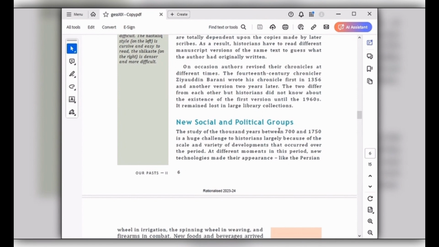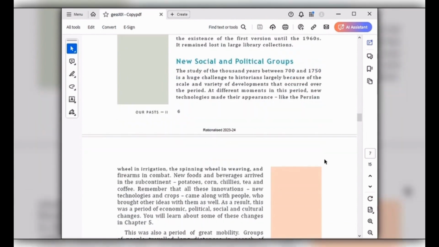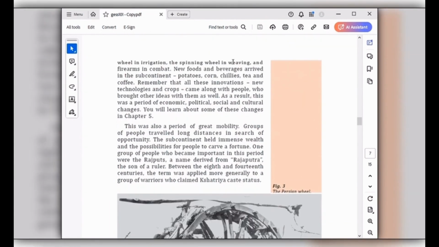The study of the 1000 years between 700 and 1750 is a huge challenge to historians, largely because of the scale and variety of developments that occurred over the period. At different moments in this period, new technologies made their appearance, like the Persian wheel in irrigation, the spinning wheel in weaving, and firearms in combat. New foods and beverages arrived in the subcontinent: potatoes, corn, chilies, tea, and coffee.